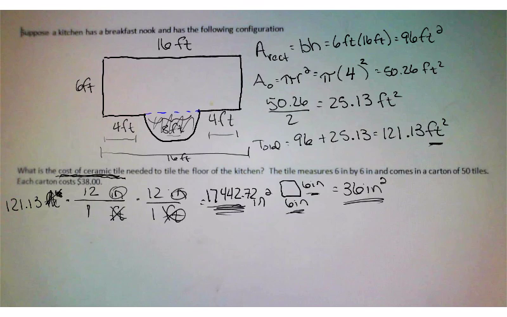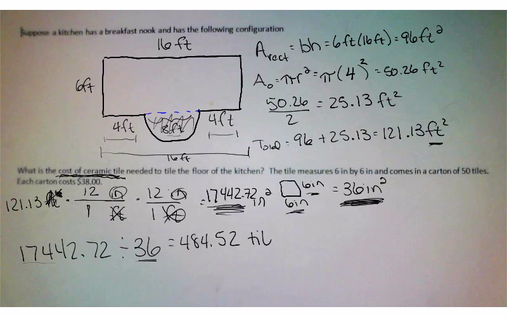This is the total amount of square inches we need to cover, and this is what each tile will cover. At this point, we could head a couple different directions. One logical place might be to take our total area and divide by what each tile will cover. When I do that, think about what this number is. If this is my total area and this is what each tile covers, then this 484.52 is the number of tiles I need. Okay, we're getting closer. I now know how many tiles I need.